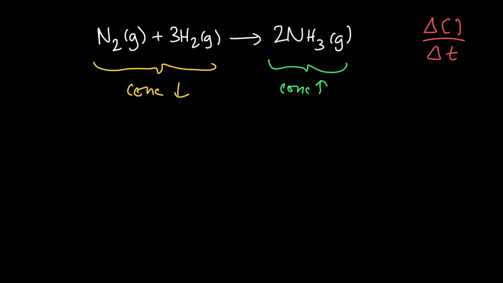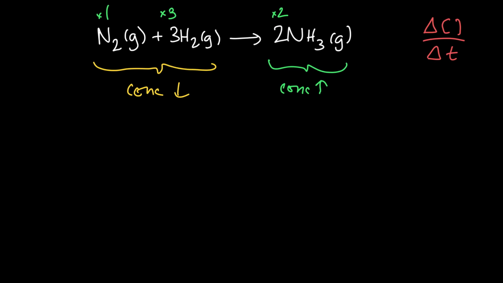We also have to be a little bit careful here, because if you look at the coefficients, we'll see that the hydrogen is used up 3 times as fast as the nitrogen, and the ammonia is made twice as fast as the nitrogen is used up. If we look at the nitrogen, every time we use up one of these, we will use up 3 of these. So this change in concentration will be triple that of the nitrogen. However, for every one of these we use up, we will make 2 of these. So that rate will be double.